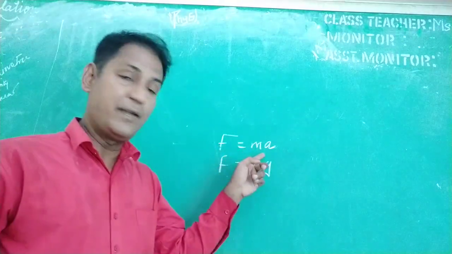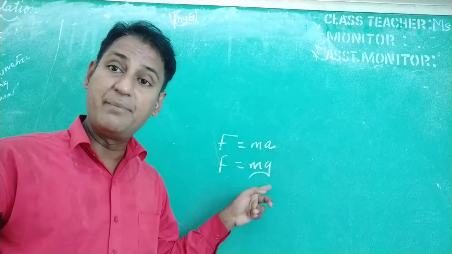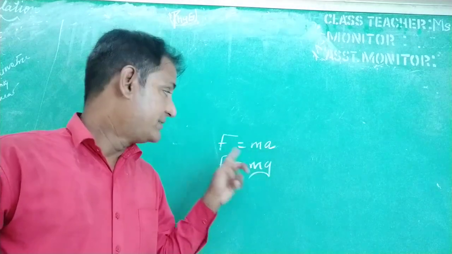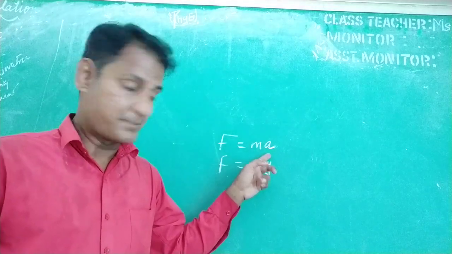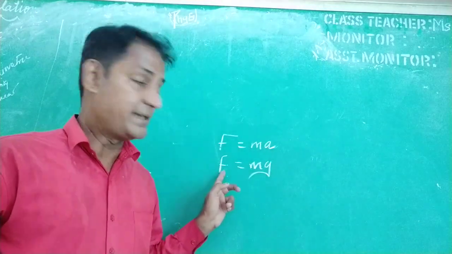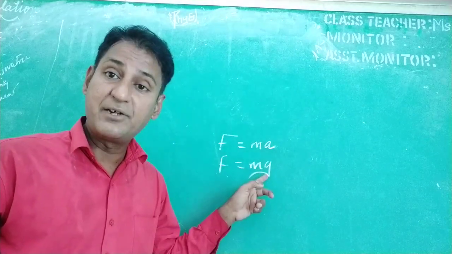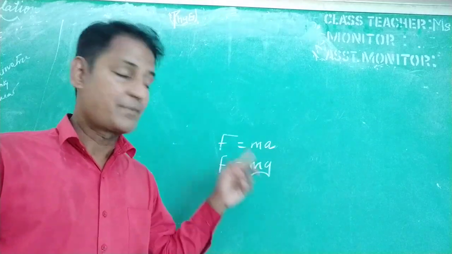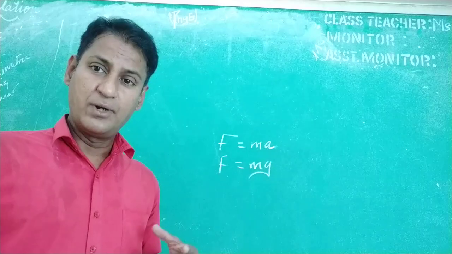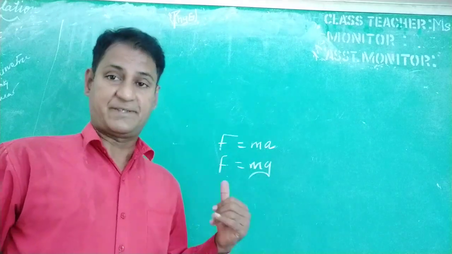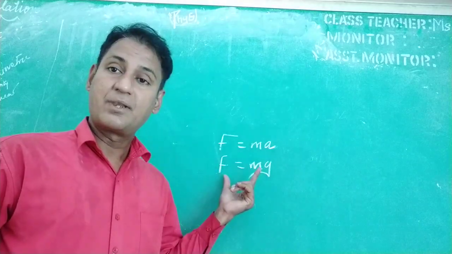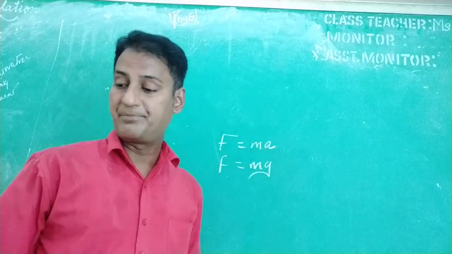F equal to m into a, F is equal to m into g. This is force due to acceleration because a is the acceleration, and F is equal to m into g, where g is the acceleration due to gravity. Okay, now let us see the difference between the two formulae. First, let us look at F equal to mg.